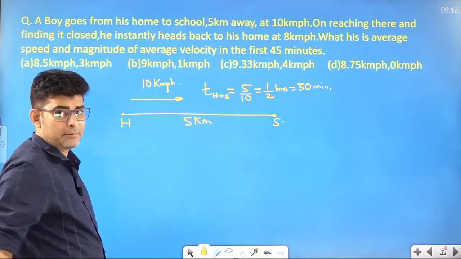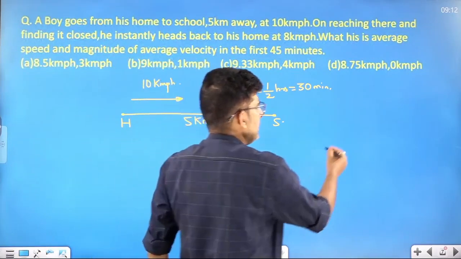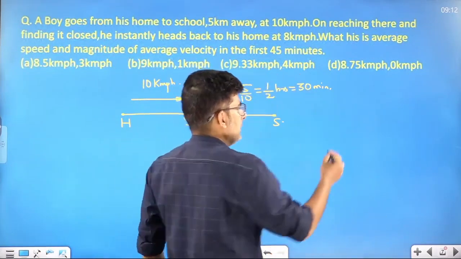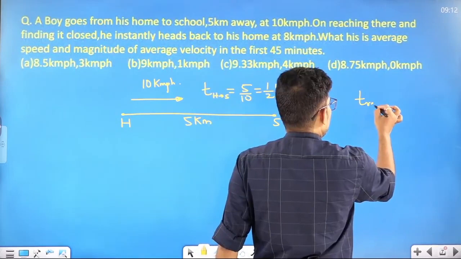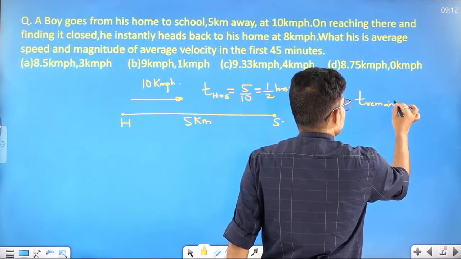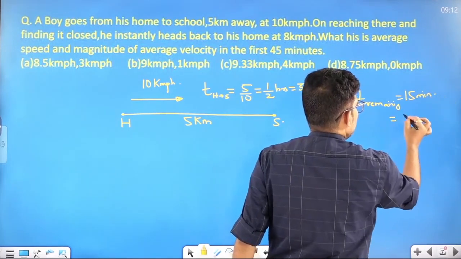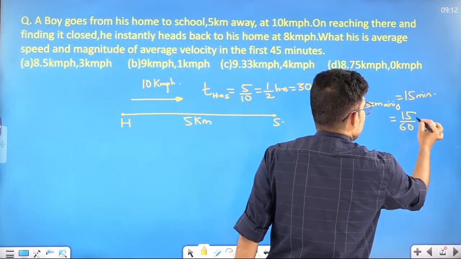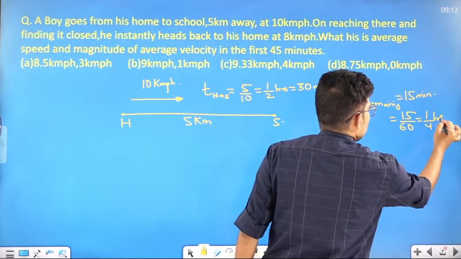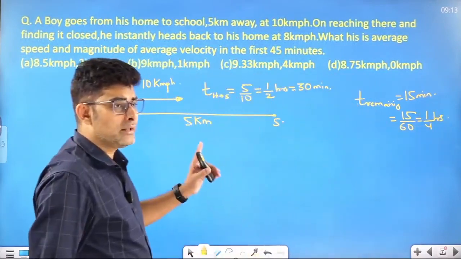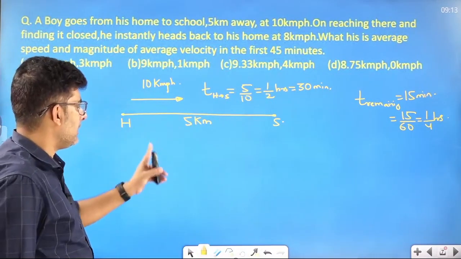Home to school 30 minutes passed. Now how much time is remaining? Time remaining is 15 minutes. Now convert it into hours. That is 15 by 60. How many hours? 1 by 4 hours. Is it so? So 1 by 4 hours is remaining.